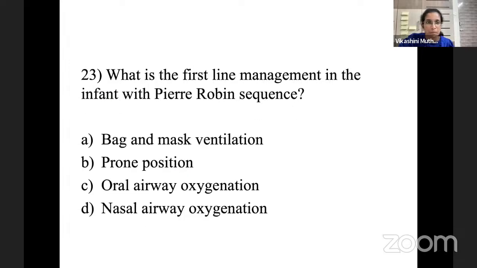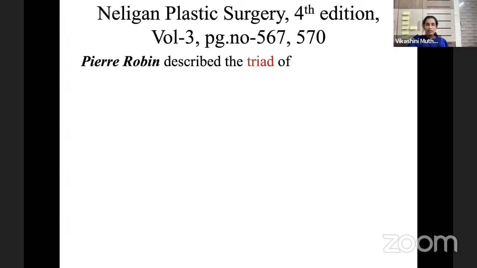Okay. Next, what is the first line management in the infant with Pierre Robin sequence? For which you need to know the Pierre Robin sequence. So let's go through the options. Whether you'll give bag and mask ventilation or a prone position, oral airway oxygenation or a nasal airway oxygenation. So what is the first line management in the infant with Pierre Robin? So yeah, it takes its reference from Neligan, the Bible of plastic surgery.